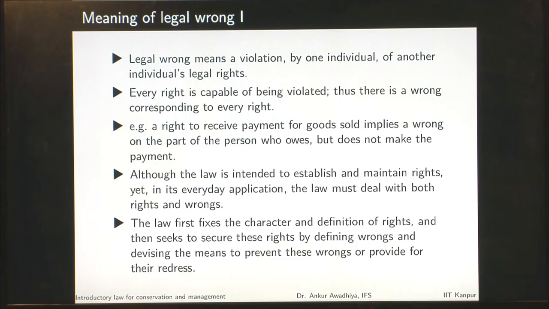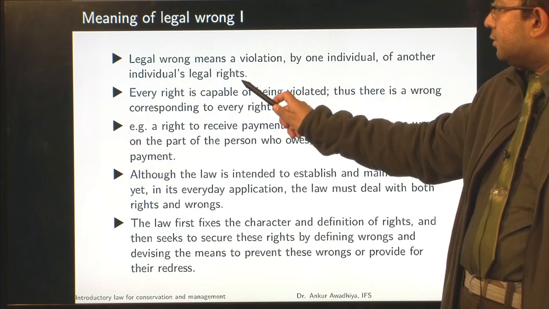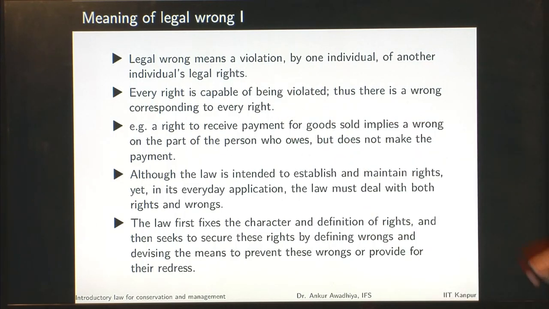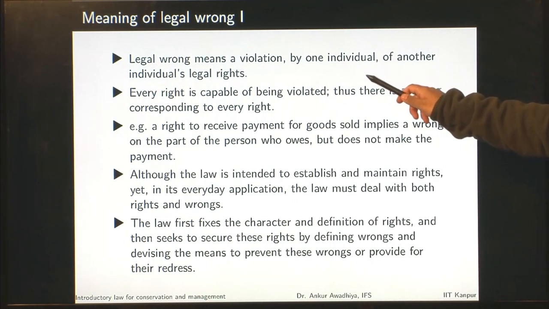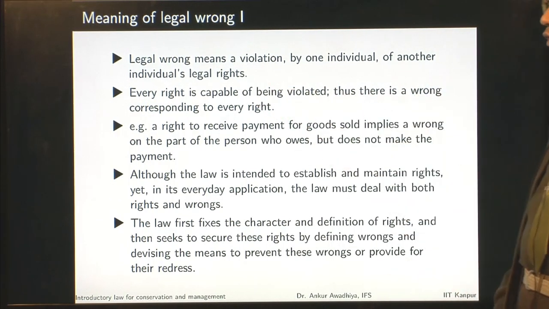Now, after duties, let us have a look at legal wrongs. Now, legal wrong means a violation by one individual of another individual's legal rights. So, what is a wrong? A wrong is a violation of a right, and it is done by one individual or a group of individuals towards another individual or group of individuals' rights. Now, every right is capable of being violated. So there is a wrong corresponding to every right. For example, a right to receive payment for goods sold implies a wrong on the part of the person who owes but does not make the payment.